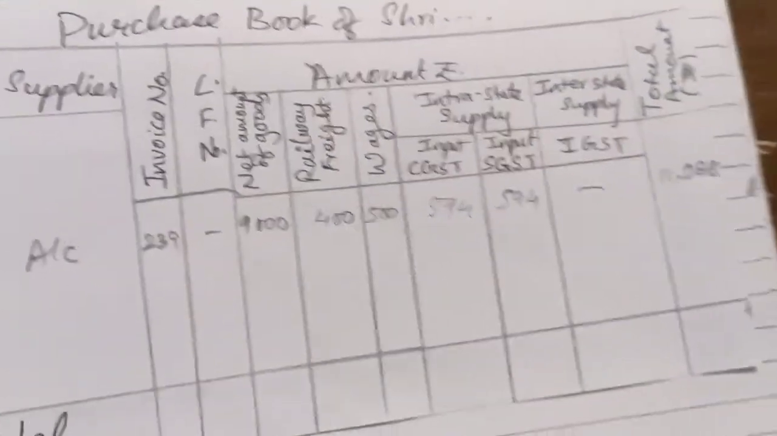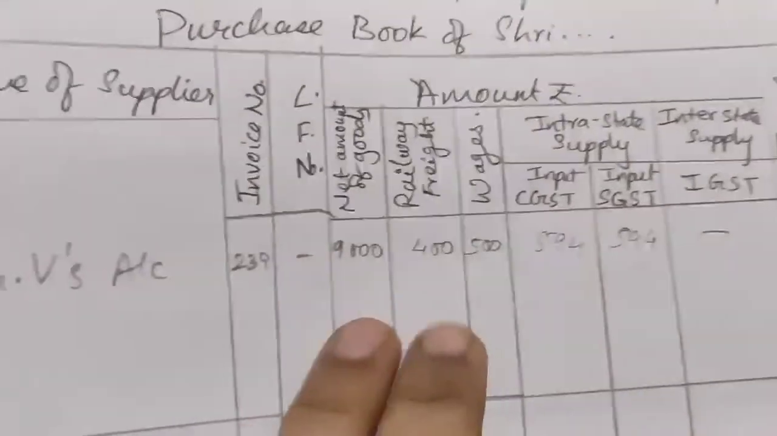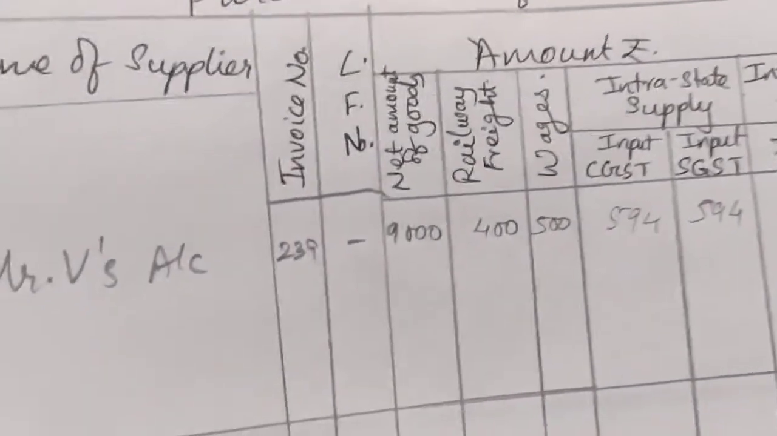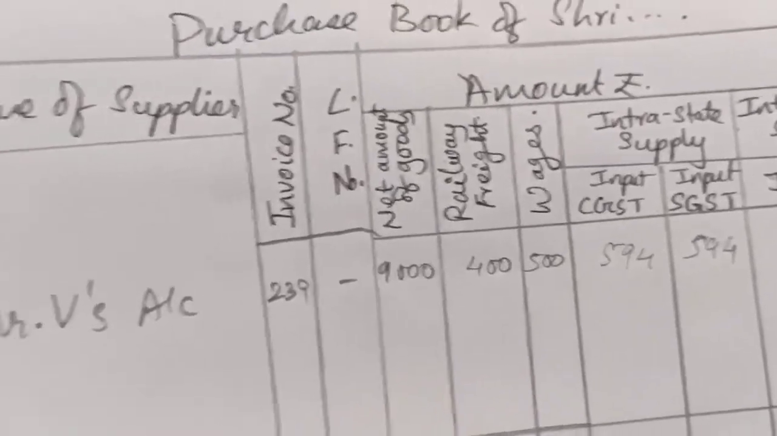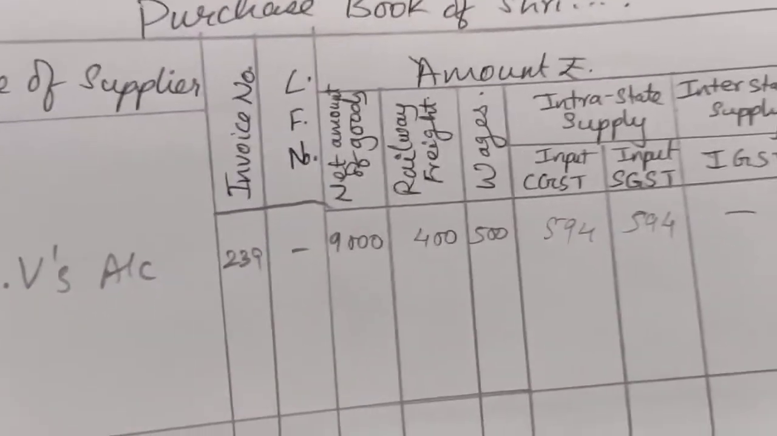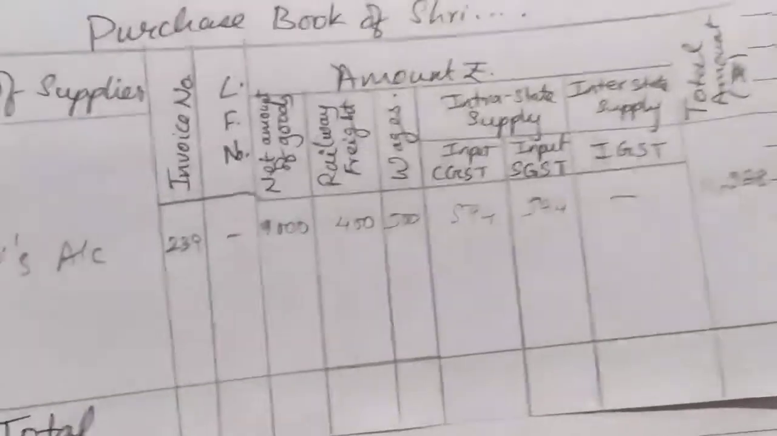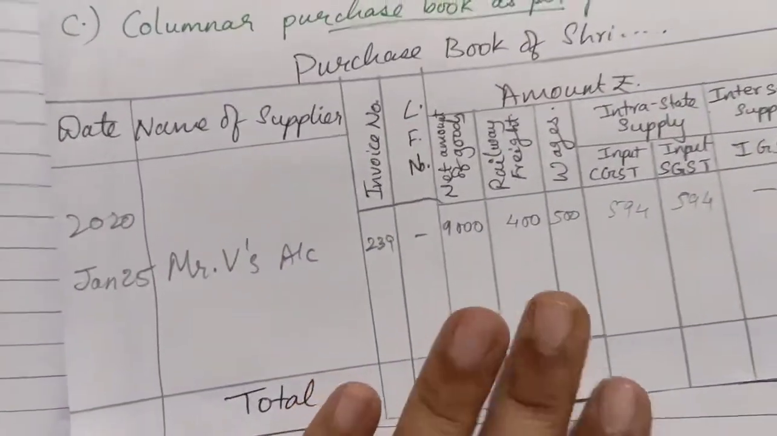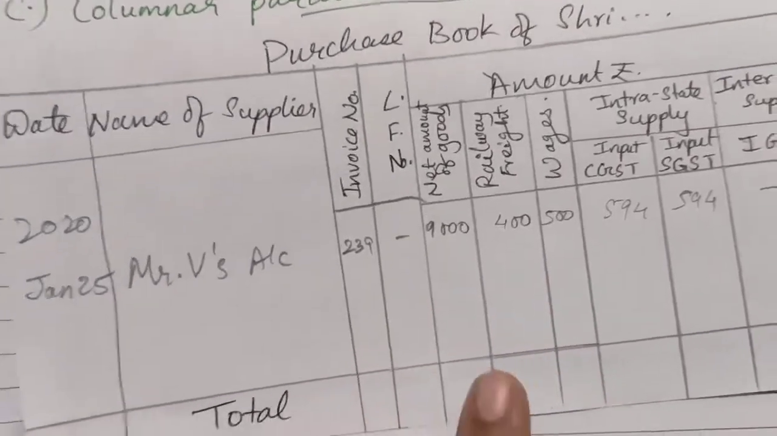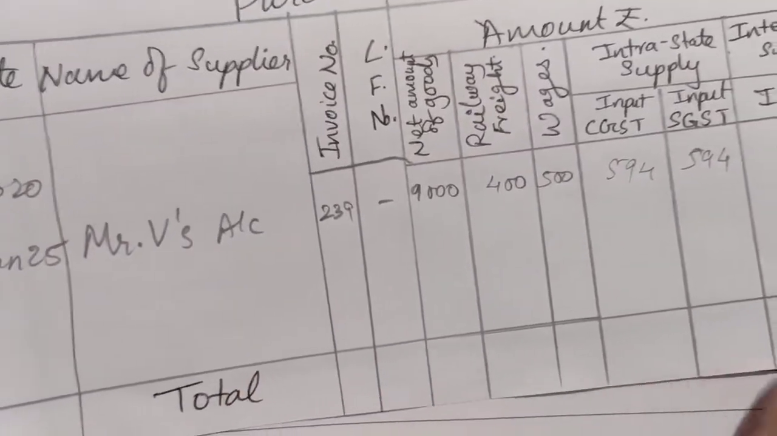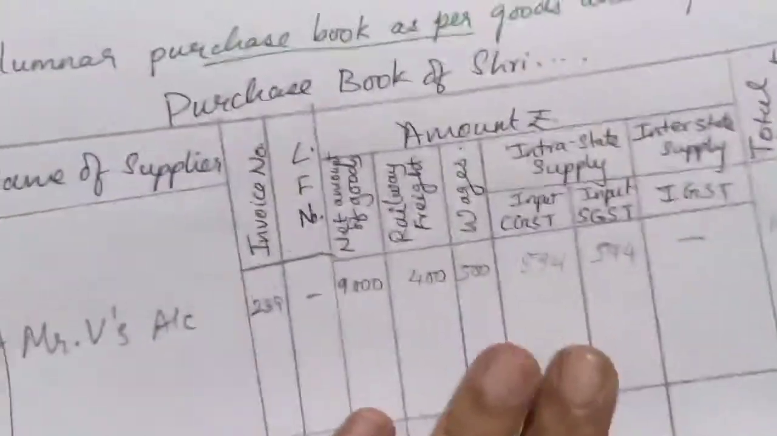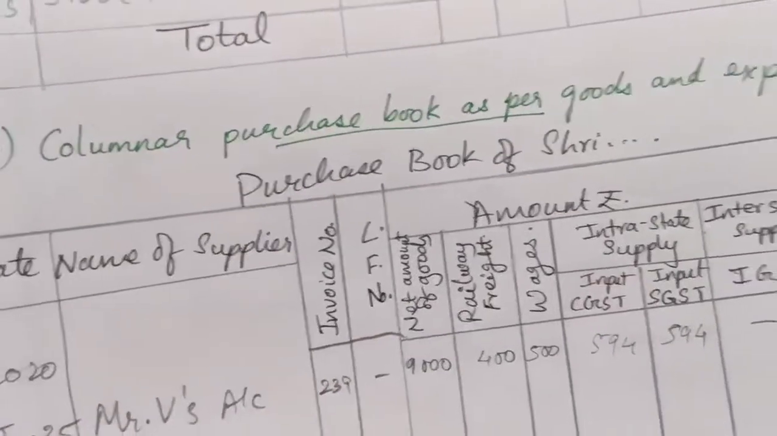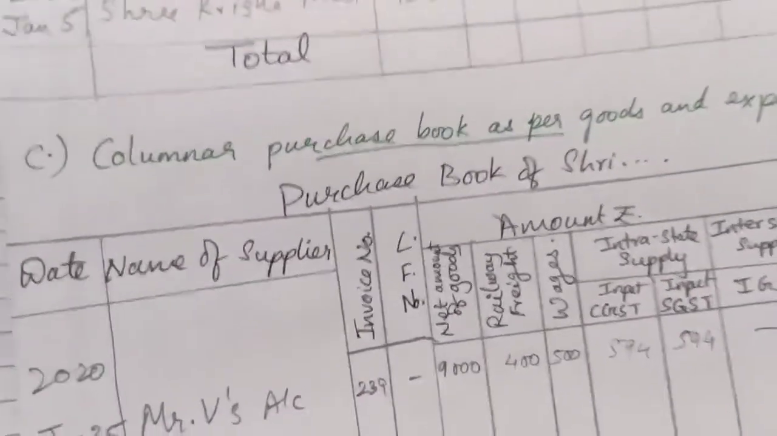Now here 9,000, 400 and 500 have to be shown in separate columns while we do it, so that there is no confusion for you. So after recording all the credit purchases with their expenses, finally we need to do the totals. So this was the specimen of the columnar purchase book as per goods and expenses.